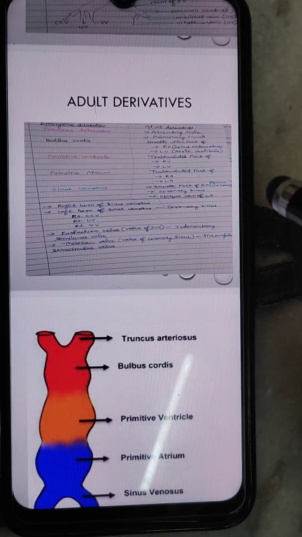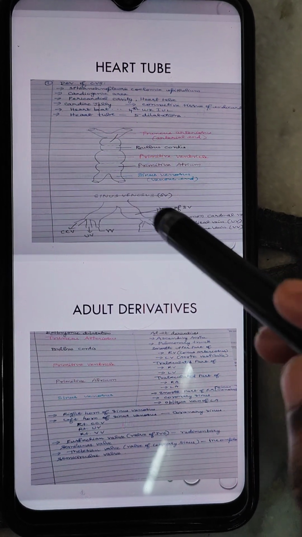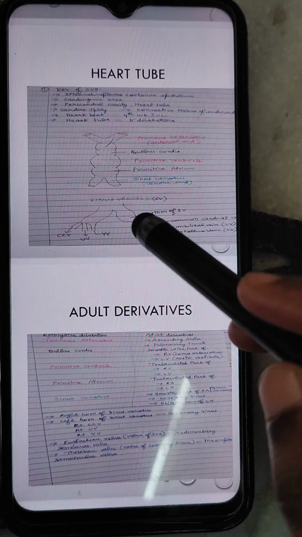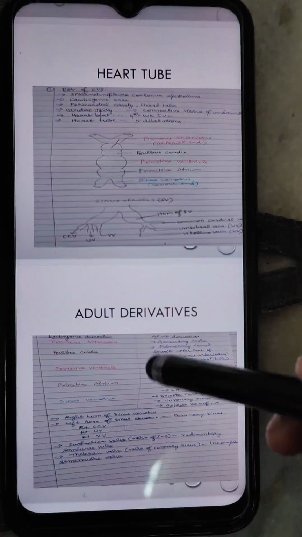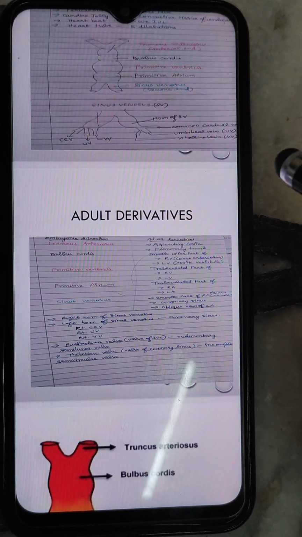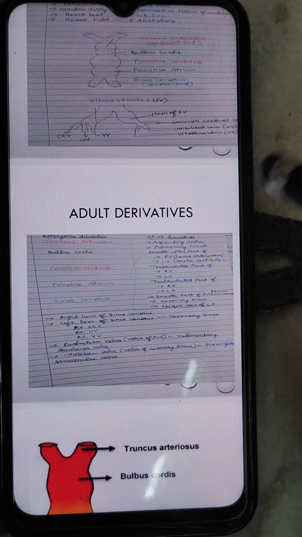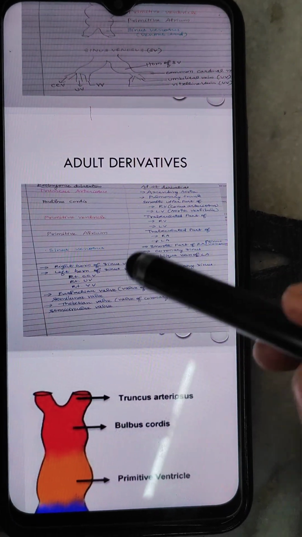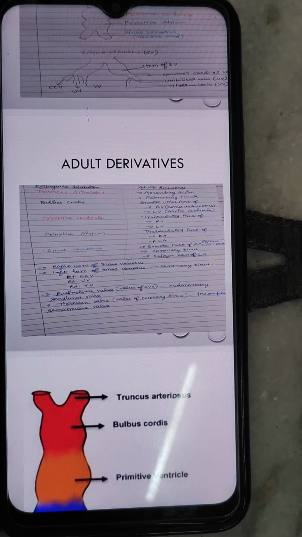Now this sinus venosus, as we saw here, what happens is that the right horn gets absorbed into the posterior aspect of the primitive atrium, giving rise to the formation of the smooth part of right atrium. Next, the left horn of sinus venosus transforms into coronary sinus. They have 3 divisions, right? So right common cardinal vein, right umbilical vein, and right vitelline vein.